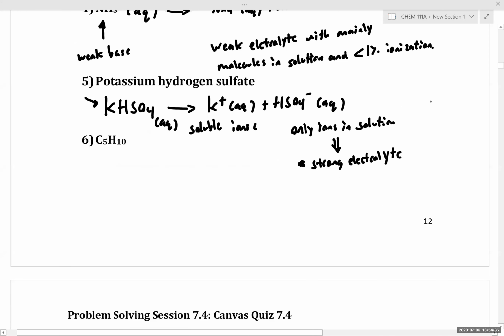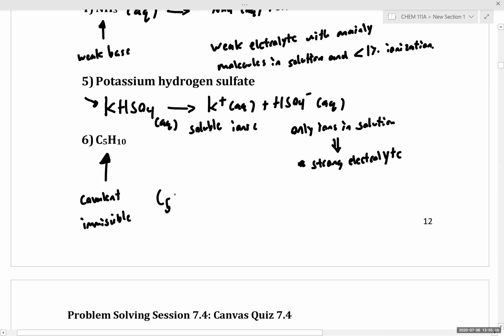So C5H10. What type of compound is this? Is it ionic, covalent? What is it? It's covalent. Okay. And is it miscible or immiscible with water? It's a hydrocarbon. So does that dissolve in water? It's not soluble in water, exactly right. So it's an immiscible compound.